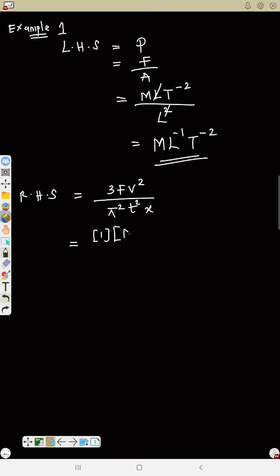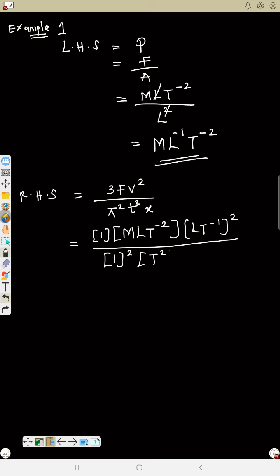F is force, the dimension is MLT raised to power minus 2. The dimension of velocity is LT raised to power minus 1, then everything raised to power 2, divided by the dimension of pi. We already know that pi is dimensionless from video 1, so that is 1 square. Dimension of time is T, that will be T square. Dimension of x is L, because x is distance, and distance is also a kind of length.